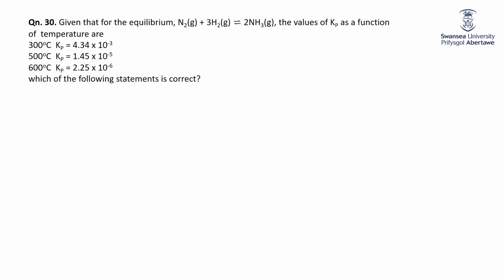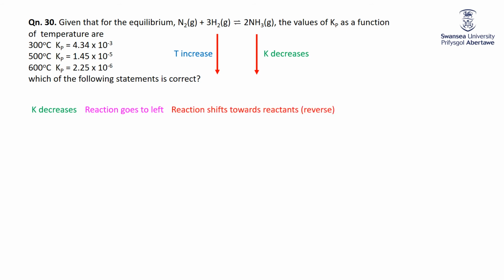So this is a fun one. For this particular equilibrium, we're given the values of Kp as a function of temperature. As we increase the temperature, K decreases. So, increase the temperature, K decreases. How does K decrease? It means the reaction must go to the left. So as we increase the temperature, the reaction goes to the left, and going to the left means it goes towards the reactants.